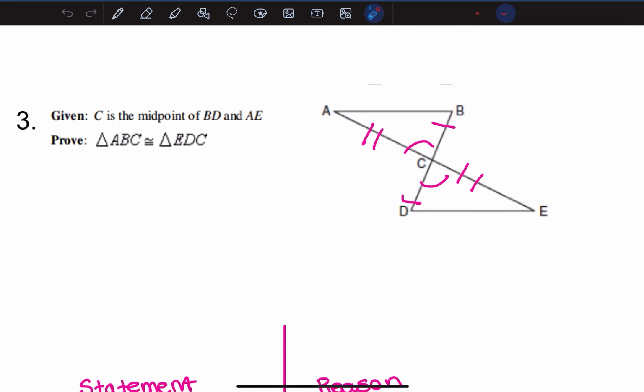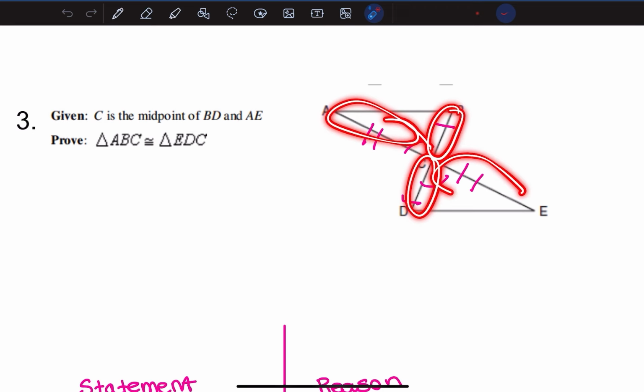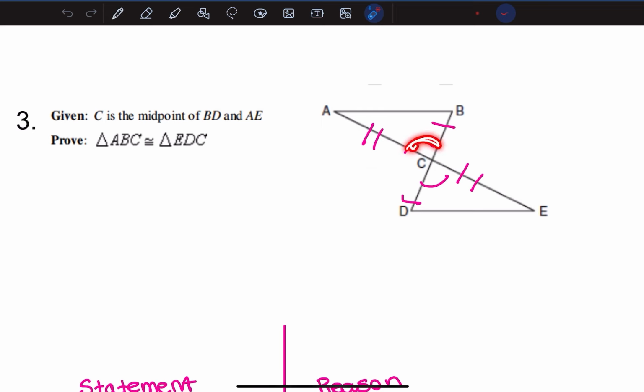Number 3. All we're given is that C is the midpoint of BD and AE. Because C is the midpoint, I know that I have congruent sides here and congruent sides here. So I already have side and side. And if I look again, here is my vertical angles. So I'm going to have side, angle, side.